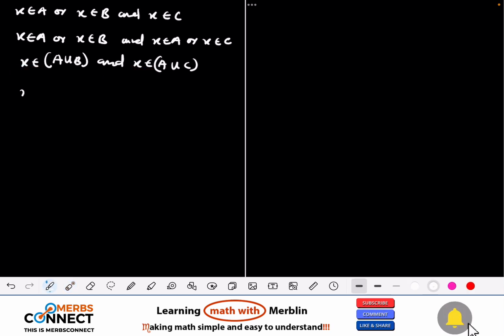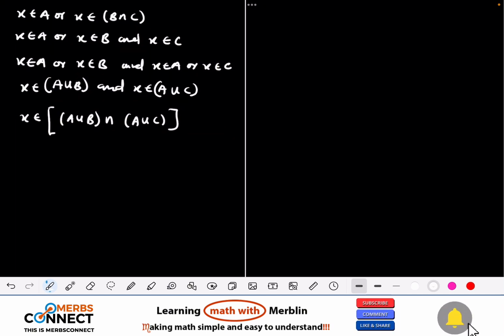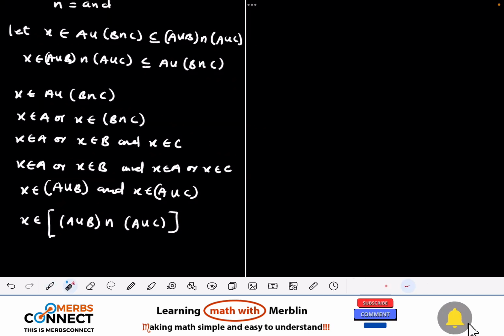So you are going to have X belongs to, then let me just open a square bracket, big one. So when I factor this one out, what will be left? This. So I'm going to have A union B. Then now, since we are going to factor this and this out, we change this one to intersection. So intersection A union C. Very nice. So we can see that we started from this side, right? And we are right here on track.